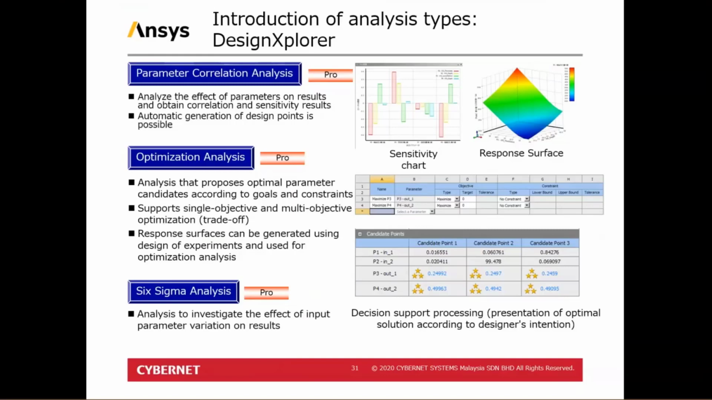So next we have the optimization analysis. Here we have the analysis that proposes the optimal parameter candidates according to the goals and constraints. So basically it means that you can set your goals and constraints based on your need, and the optimal parameter candidates will be listed down. Then, of course, we also have the Six Sigma analysis with Design Explorer. This is basically one of the optimization analyses using the Six Sigma principle. It investigates the effect of input parameter variation on the result that the user obtains.